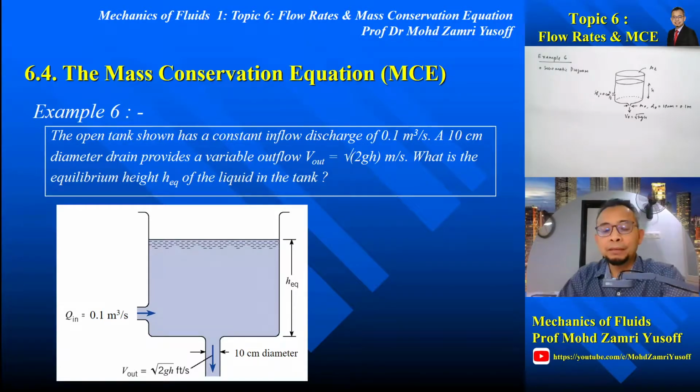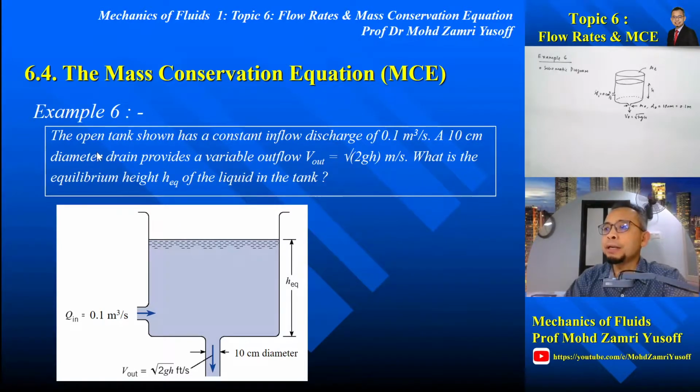So example 6 is also related to unsteady flow, but compared to example 5 that we looked at in the last sections, here we will have flow at inlet as well as flow at exits.